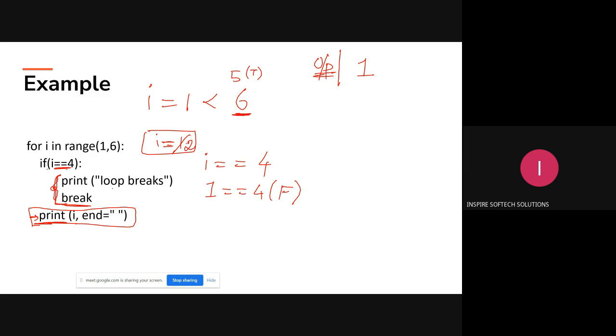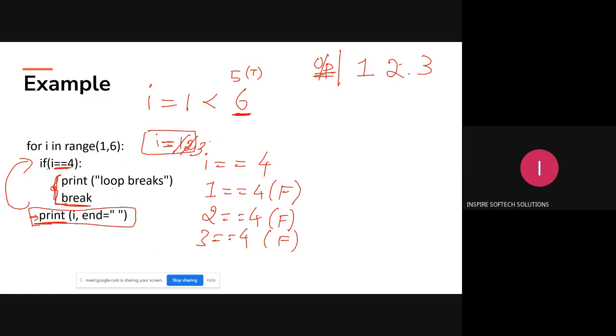So next i value is going to be 2. So is 2 equal to 4? Is the condition true? No, false. Then I'll print 2. Now again I'll go for the for loop. It will increment the i value from 2 to 3 because the loop continues. So is 3 equal to 4? No. False. I'll print the next value as 3.